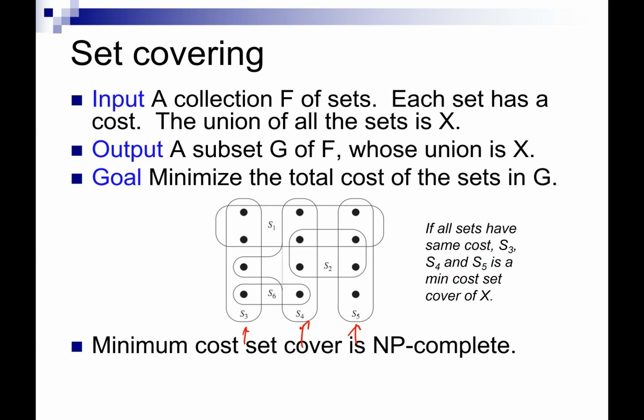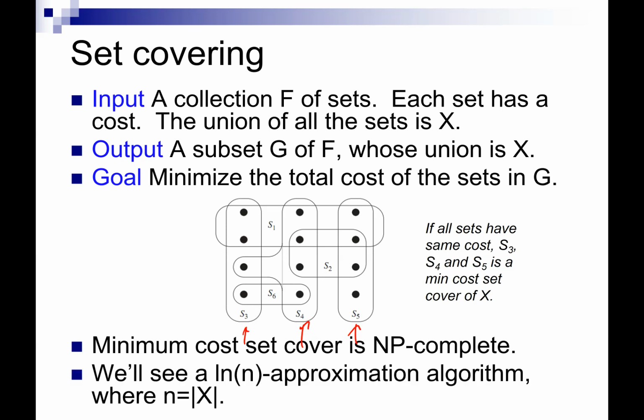Now this minimum set cover problem is an NP-complete problem. Therefore we can't really hope to find the optimal, minimum total cost for covering this set. Instead we're going to look at an approximation algorithm, and this algorithm has an approximation factor of the natural log of n. Here n is the size of X, the total number of classes that we have.